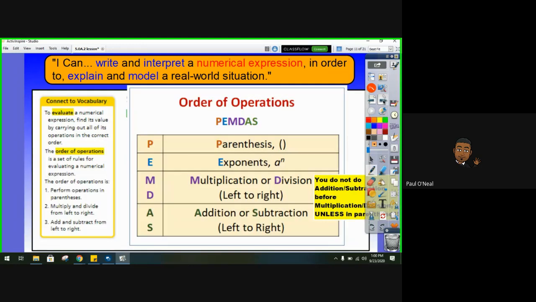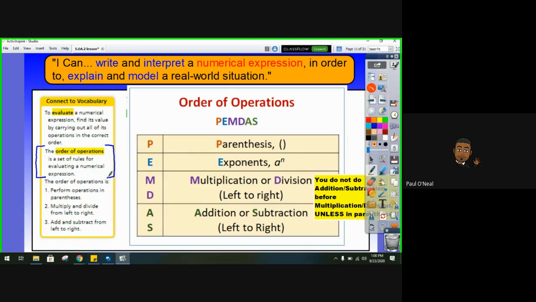Should be coming up soon. Here we go. On the left-hand side, connect to vocabulary. To evaluate a numerical expression means to find its value by carrying out all of its operations in the correct order. What I would like you to, of course, copy down is this definition right here. What the order of operations means. The order of operations is a set of rules for evaluating a numerical expression. Then I want you to go ahead and copy down what you see there, the order of operations, PEMDAS.